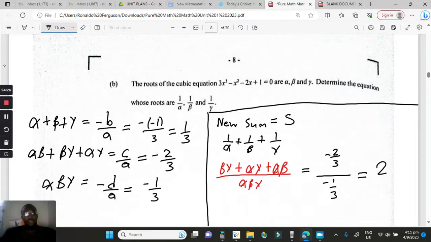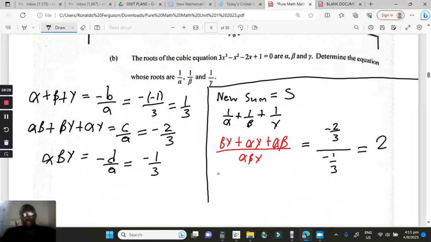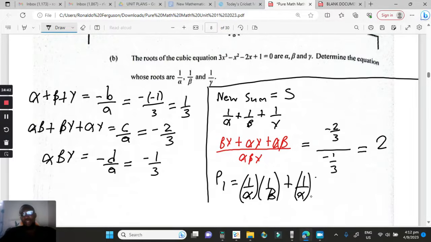Then we need to find the pairwise product. I like to call it P1. We need to find P1. P1 is 1 over alpha times 1 over beta plus 1 over alpha times 1 over gamma plus 1 over beta times 1 over gamma. That's what I call P1.